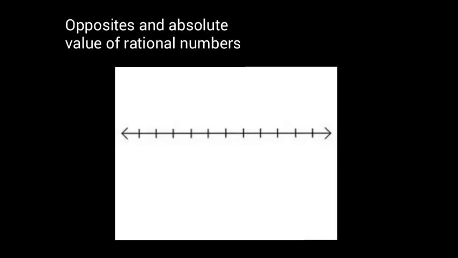Alright, so we're going to talk about opposites and absolute value of rational numbers. So we're going to again start with a number line, but this time when I make my number line, I'm going to change it just a little bit so that instead of each line being 1, each line will be 1/2. Because remember, rational numbers include the numbers in between your integers.